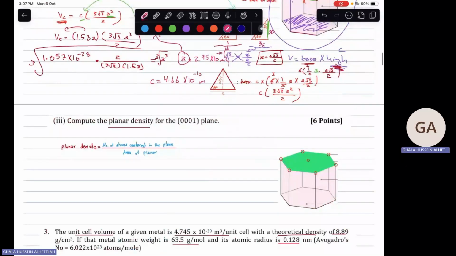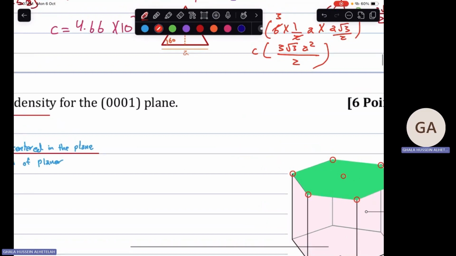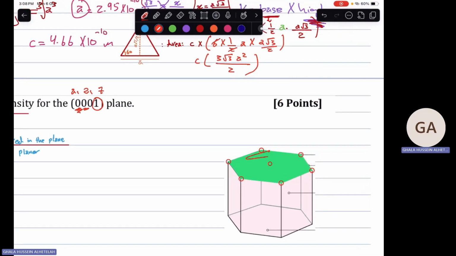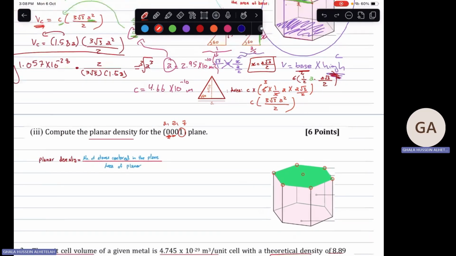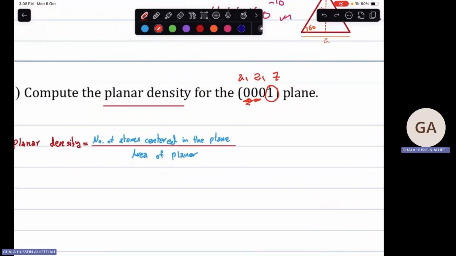Okay, let's go to the third part of this question, where he needs us to compute the planar density of the plane 001. Where is the plane 001? It means that it is parallel to a1 and also to a2, and it is on the z-axis, 1 unit above it, which is basically this area. Okay, the top surface of the hexagon. The planar density, as we know, is the number of atoms centered on the plane divided by the area of the plane.